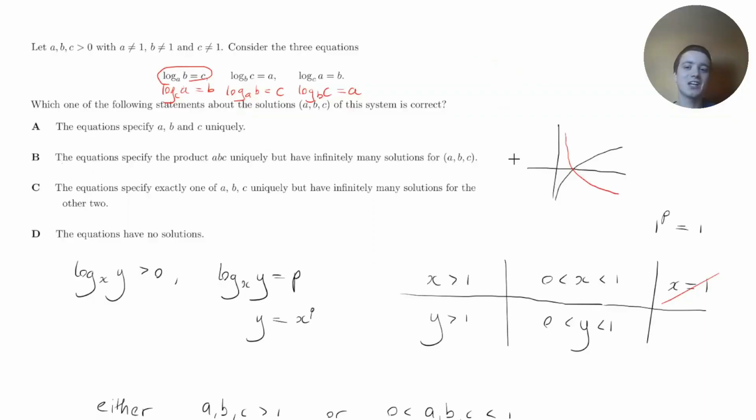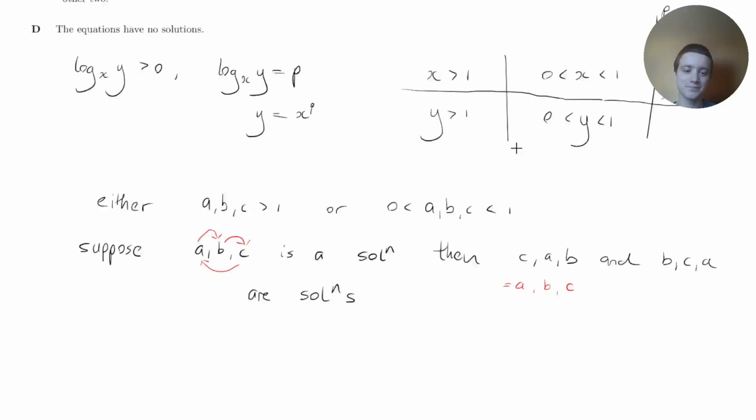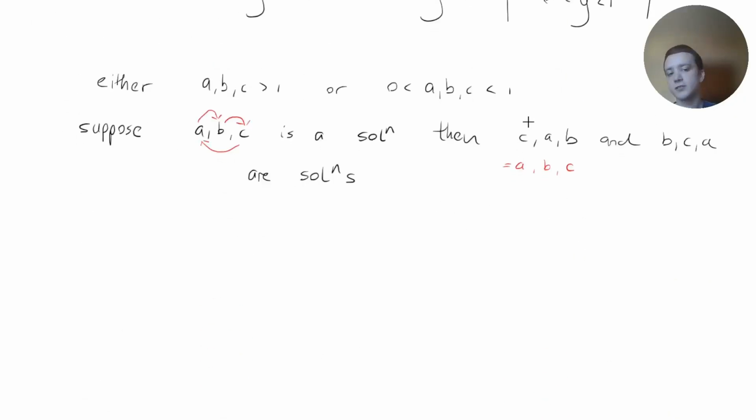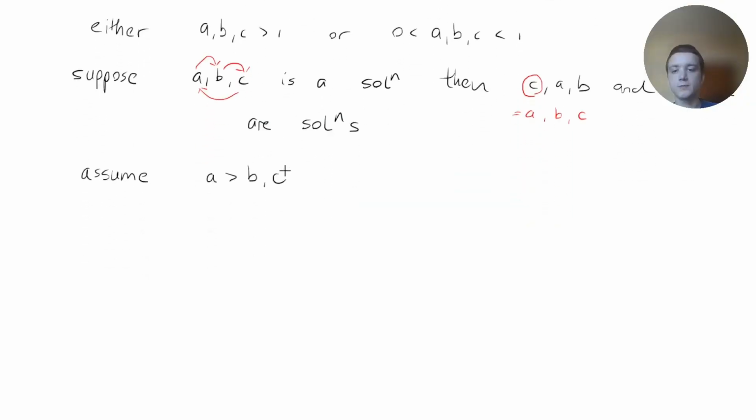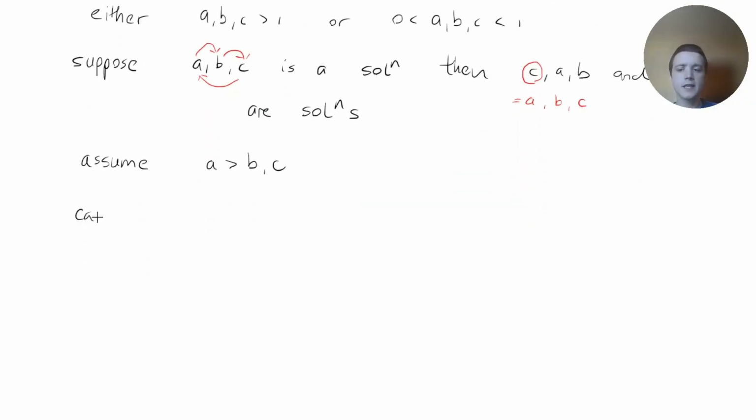The fact that these letters are not equal to each other means that there is a biggest one. And by shifting our solutions along and renaming, we can always assume that the biggest letter is the one on the left. So what we can do is assume that A is bigger than B and C. If you remember, we realized that either A, B, and C are all bigger than 1, or they're all between 0 and 1. So let's look at this case by case.